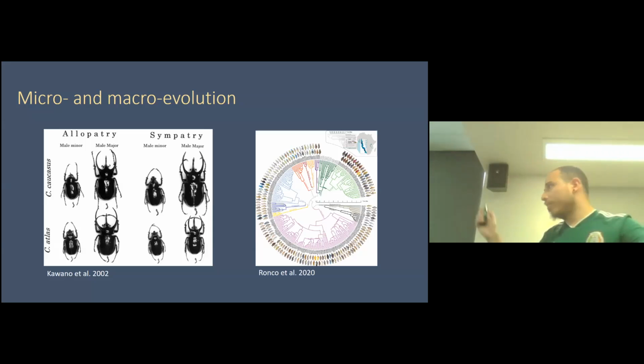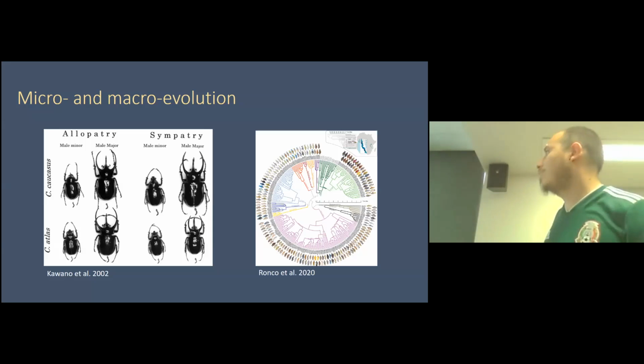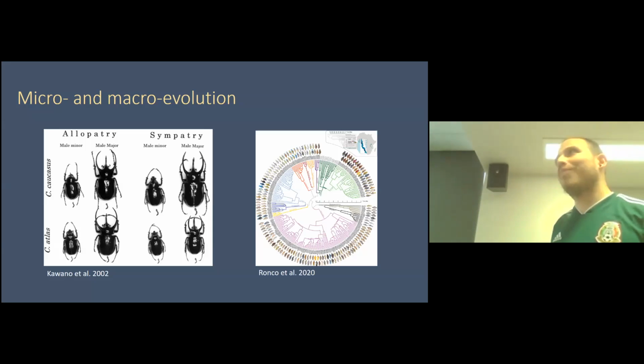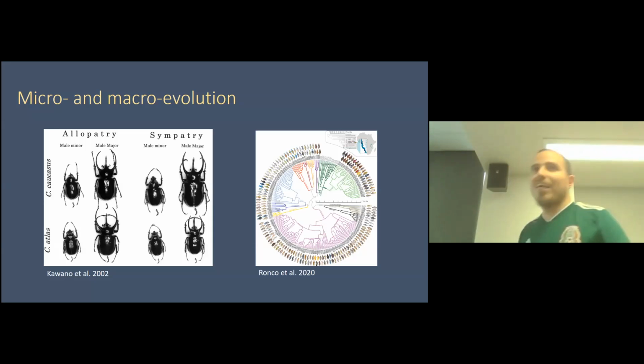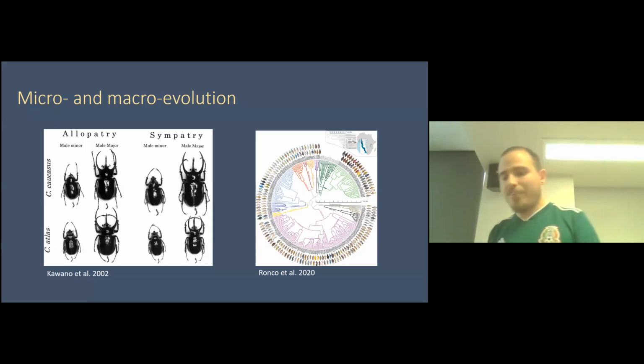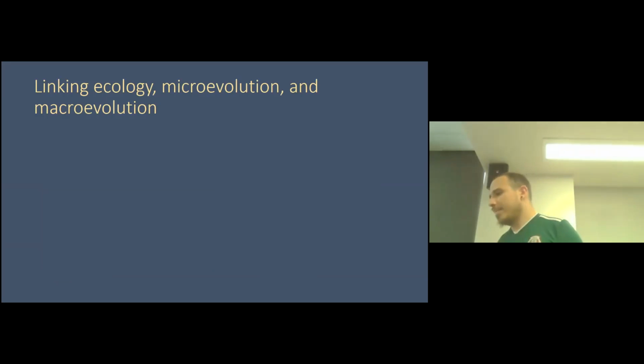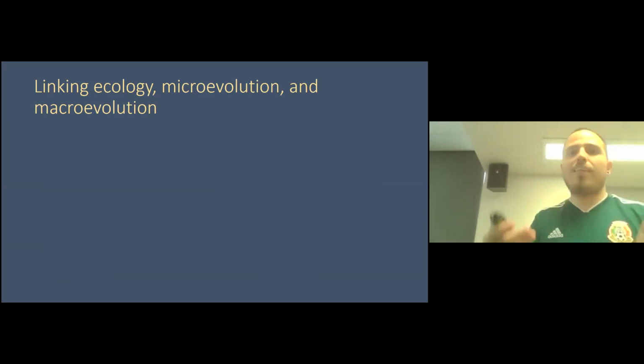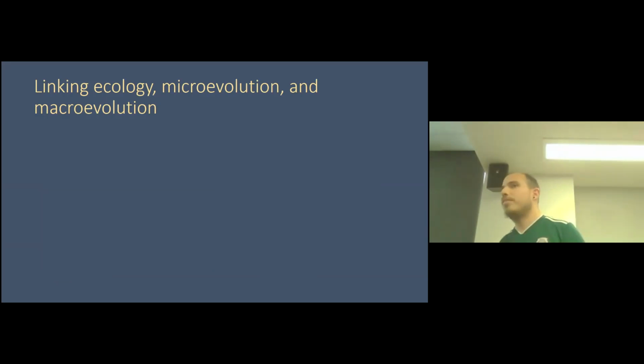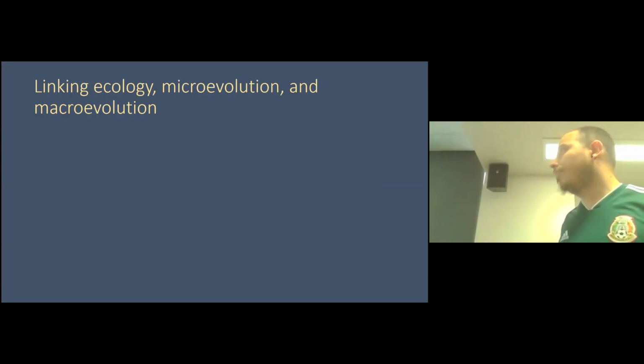Or we can look at a broader scale, like here is the adaptive radiation of cichlid fish from Lake Tanganyika. And we can look at all these different adaptations and how they relate to what they do in their environments. And recently, there's been people trying to link these different scales and different approaches to understanding nature.